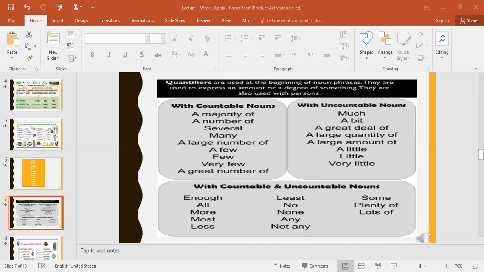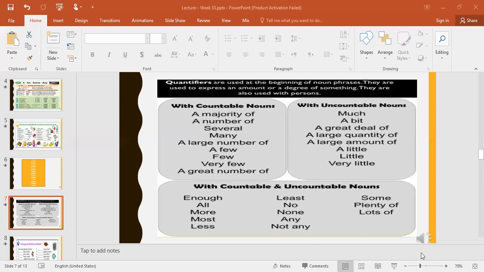Now, there are some common quantifiers between countable and uncountable nouns. When we start with the exercise, you will understand what I mean. You will find it easier then, because we haven't applied yet, and now you will just get confused. So there are some quantifiers used with countable and uncountable nouns. What are these quantifiers? Let's see.